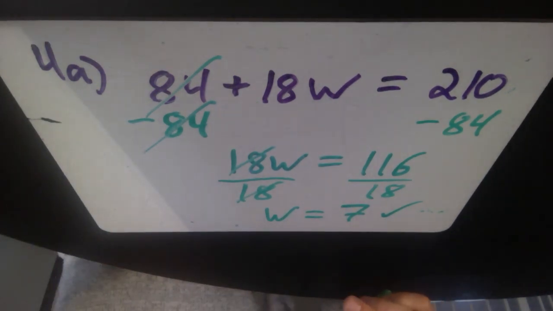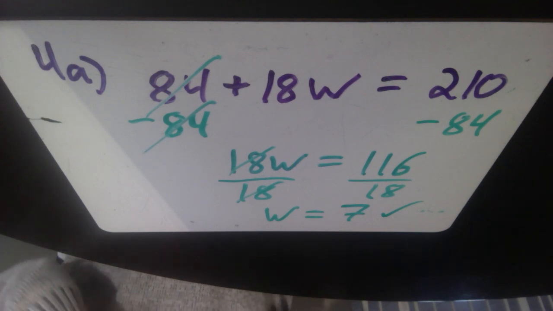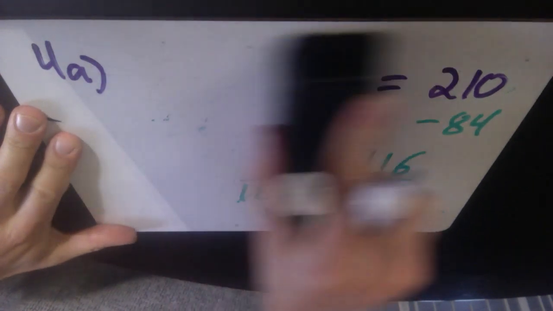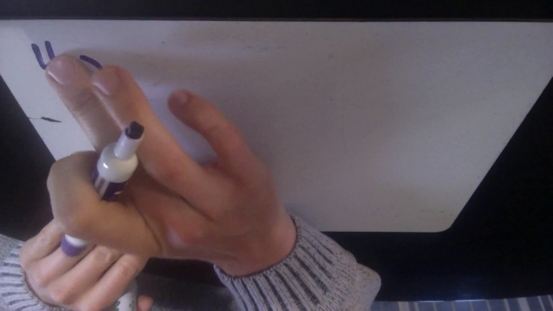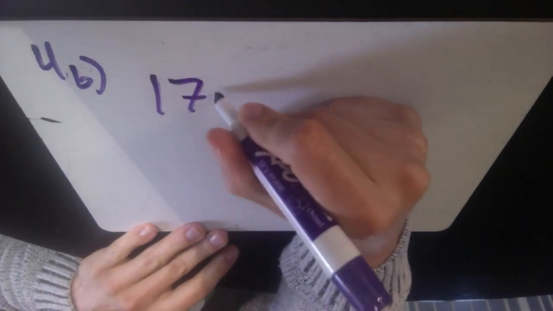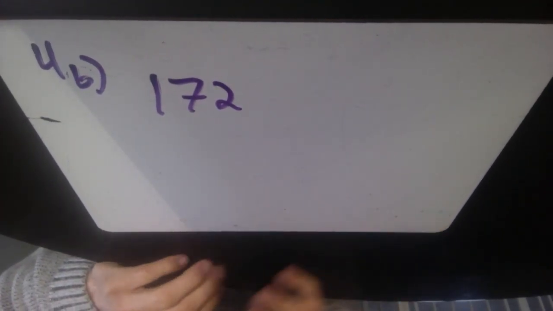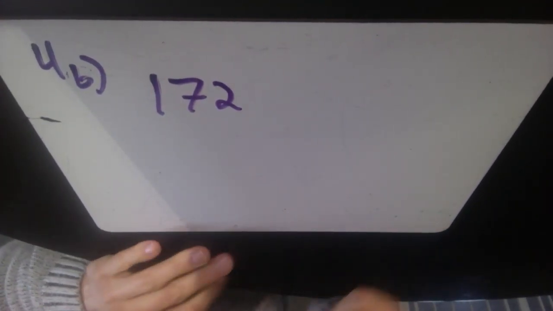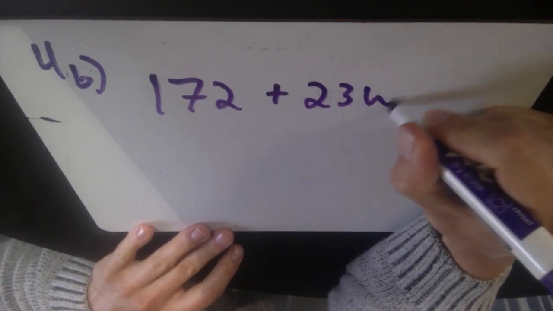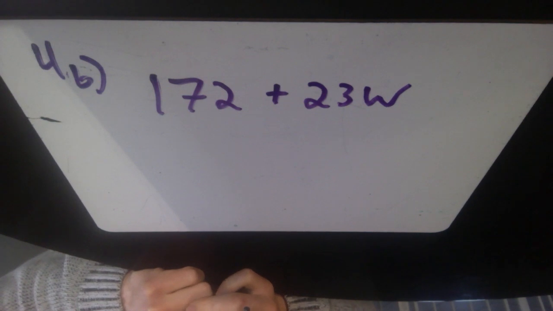And last one, 4B. So pause the video if you want for a sec there to have a look. We'll look at 4B here together. Now we have Sandra. She has $172 in her account to start with. So 172. Each week she saves 23 bucks. So plus $23 per week is what she is saving.